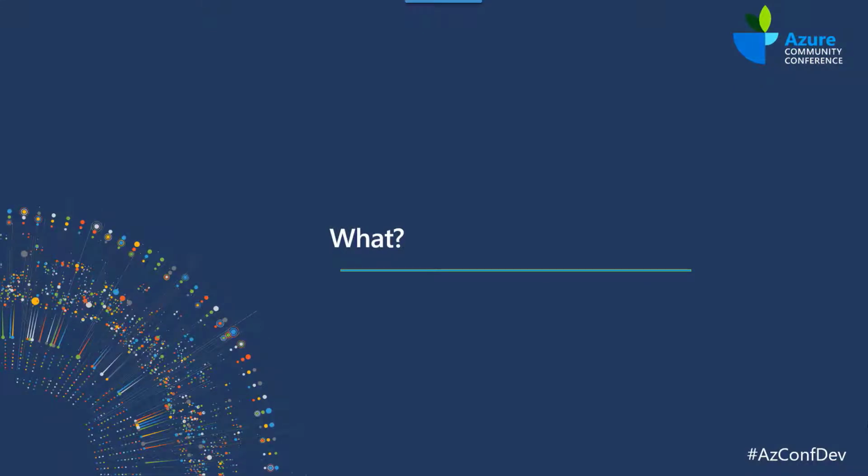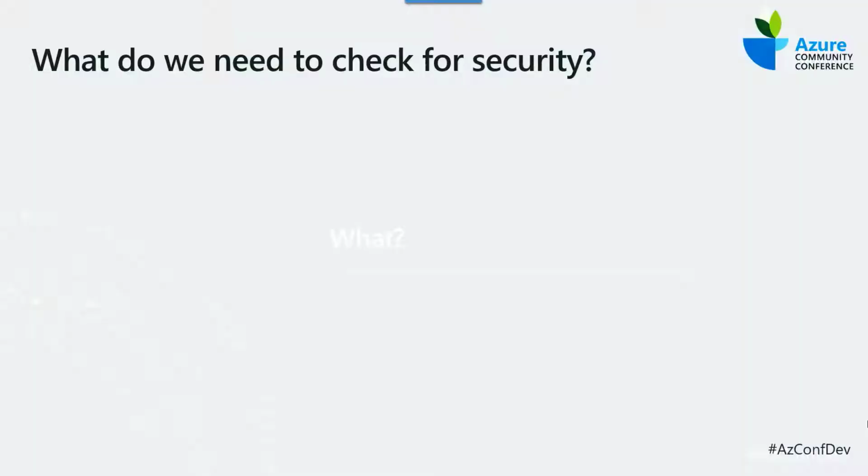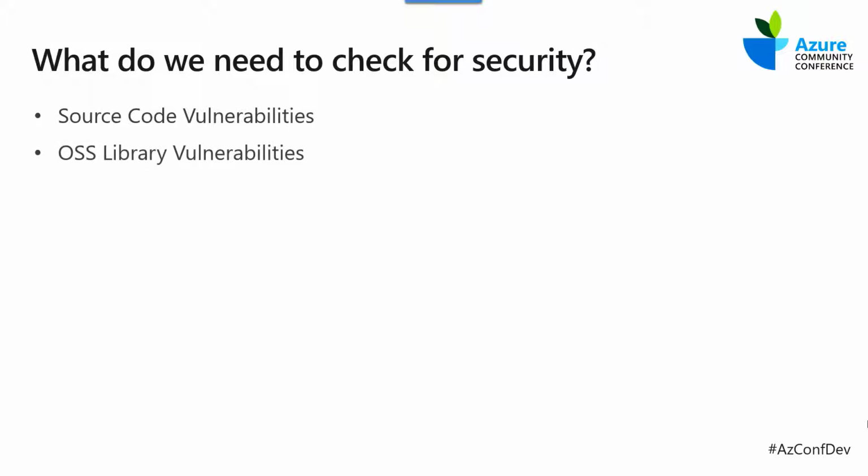So let's answer the question: so what? What do we need to check in order to make sure that our application, infrastructure, and environment are secure? First, we need to make sure that our source code does not have any vulnerabilities, and this is the source code that we write every day. Also, we need to check our open source software library vulnerabilities, because maybe we have secure source code, but our libraries are not secure.